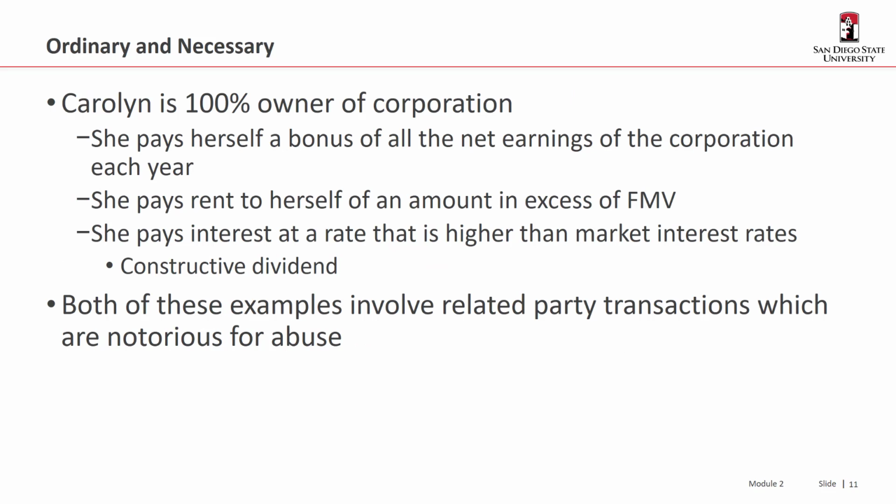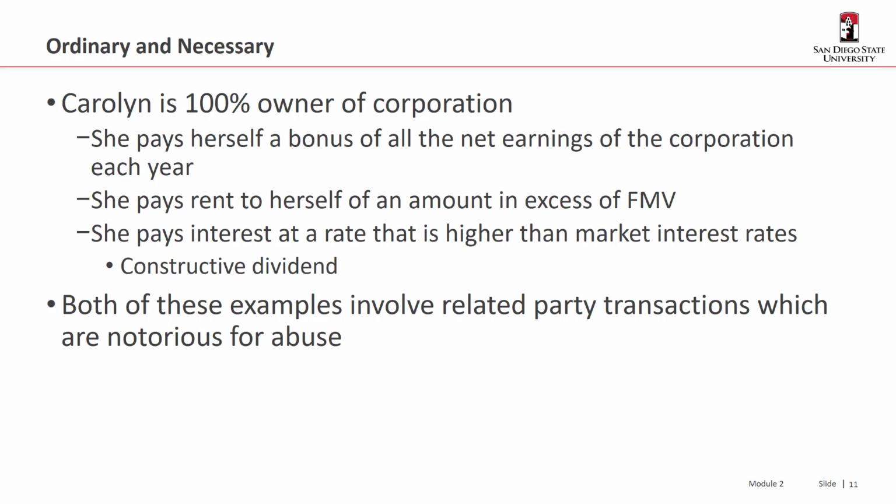Okay. Carolyn is 100% owner of a corporation. She ends up paying herself a bonus of all the net earnings of the corporation each year. Okay, let's think about that for a second. First off, is that reasonable? Is that how people are compensated? And the answer is generally no. So what might be the case here? Well, remember, a corporation pays tax, and then separately, the owner pays tax. So what has Carolyn done by paying herself a bonus of all the net earnings? She's zeroed out her corporate income, therefore eliminating the dual levels of taxation. Well, the tax law is not really comfortable with that.